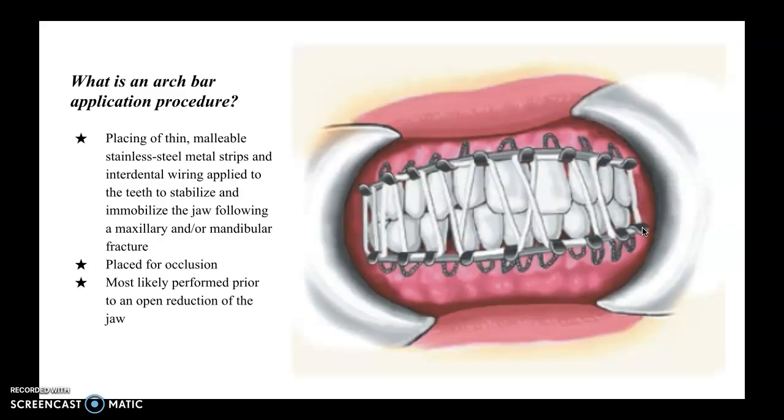It involves the placing of thin, malleable stainless steel metal strips and interdental wiring applied to the teeth to stabilize and immobilize the jaw following a maxillary or a mandibular fracture. It is placed for occlusion and jaw immobilization, and it is most likely performed prior to a whole slew of other jaw surgeries. One good example would be an open reduction of the jaw.